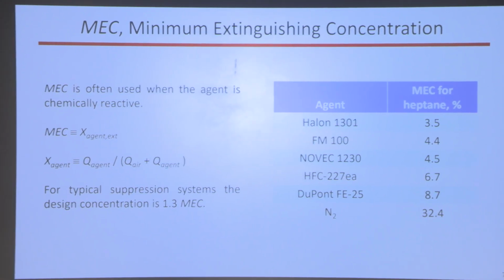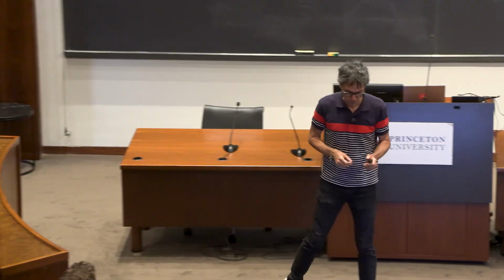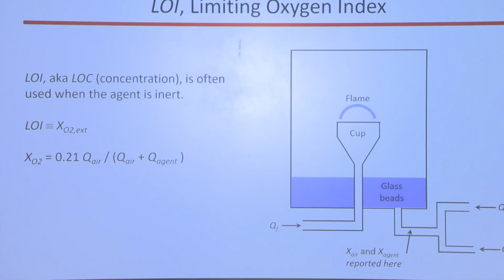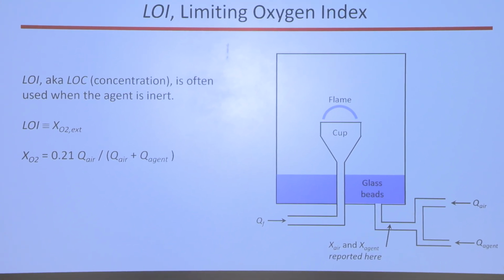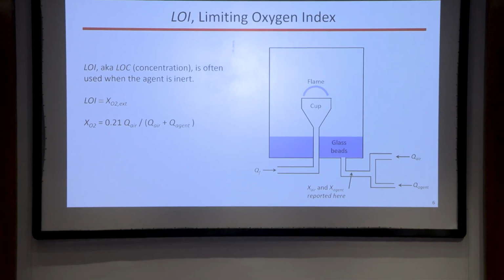But what are the glass beads? What do you use glass beads for? Let's go back. So the glass beads help with mixing. You want to make sure that the air is fully mixed with the agent. So they help a little bit with that. But hopefully, if you have a long enough tube, you get fully developed flow, and they should mix before they get to the glass beads.